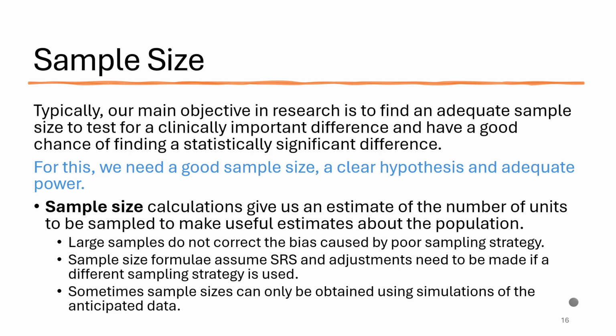That's something that a lot of people tend to think, that if you have a very bad sampling strategy, but if you have more people, then your sampling should be fine. That's wrong. Sample size formula assumes simple random sampling, and adjustment needs to be made for different sampling strategies. Sample sizes can only be obtained using simulations for some types of data, right? Some kinds of data can't really use a formula to calculate the sample size. You have to simulate the data, right?